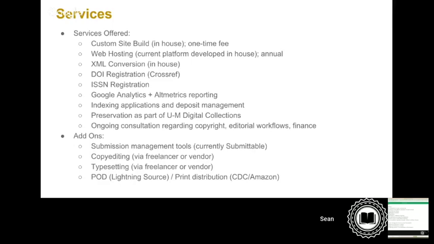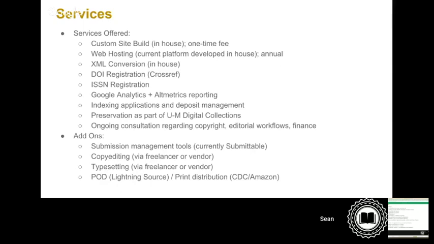So built into this cost are a number of baseline services. We offer custom site builds for all of our journals, a web hosting platform, XML conversion, so articles can be fully searchable and crawled by relevant indexers, DOI registration, ISSN registration. We offer Google Analytics and Altmetrics reporting for all of our journals. We manage indexing applications and deposit management. And we also work very closely with our journals on an ongoing basis regarding copyright, editorial workflows, and financial discussions.